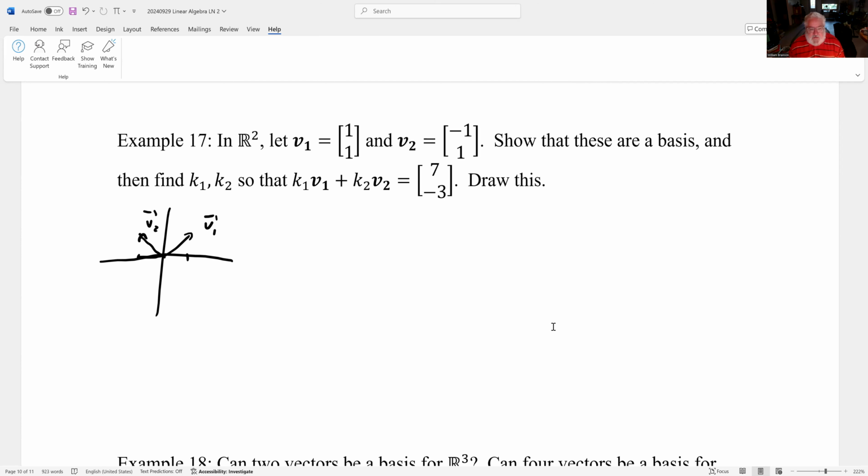So show that these are a basis. Well, show that they're linearly independent. We've done this several times.